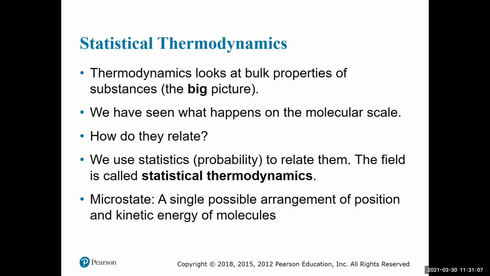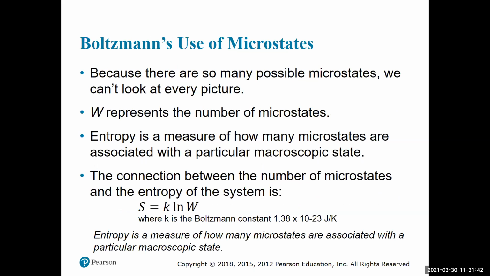I mentioned before the term microstate. A microstate is just the term we use for a single possible arrangement of position and kinetic energy of a molecule. We're going to have some examples of why that's important. Because what thermodynamics is trying to do is account for all of these different microstates. And as you'll see in a moment, it's really easy to build up a lot of those microstates. They add up pretty quickly.